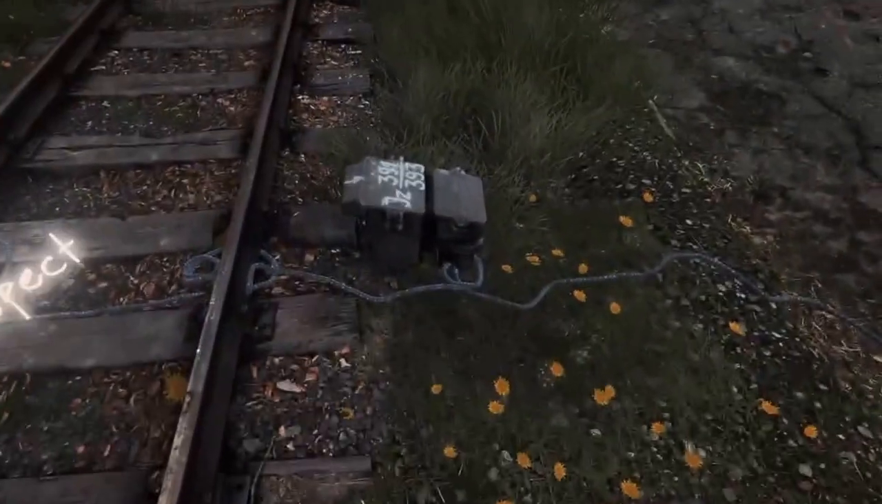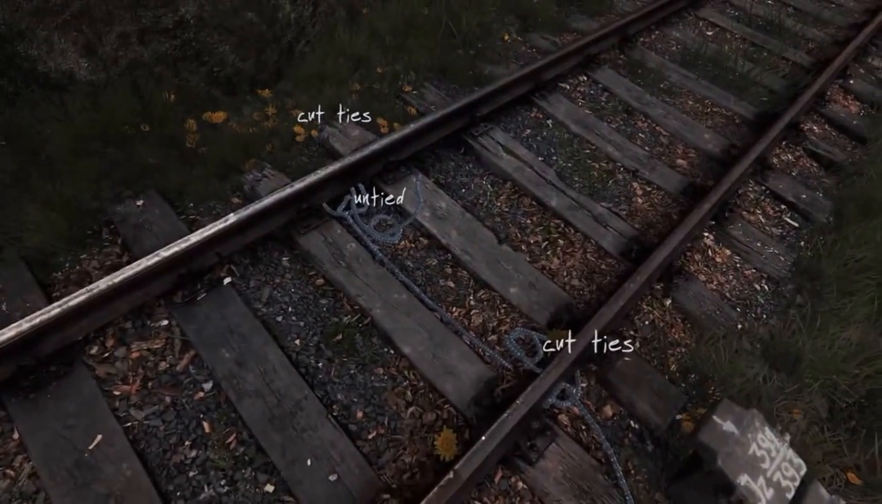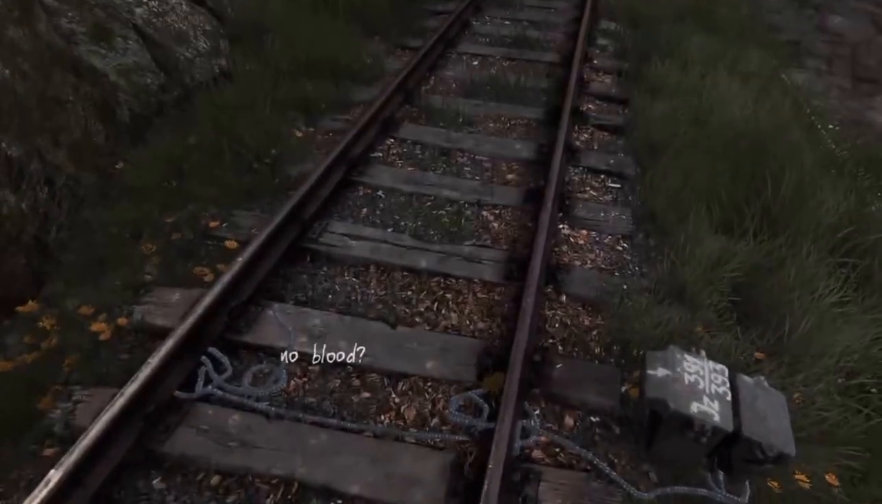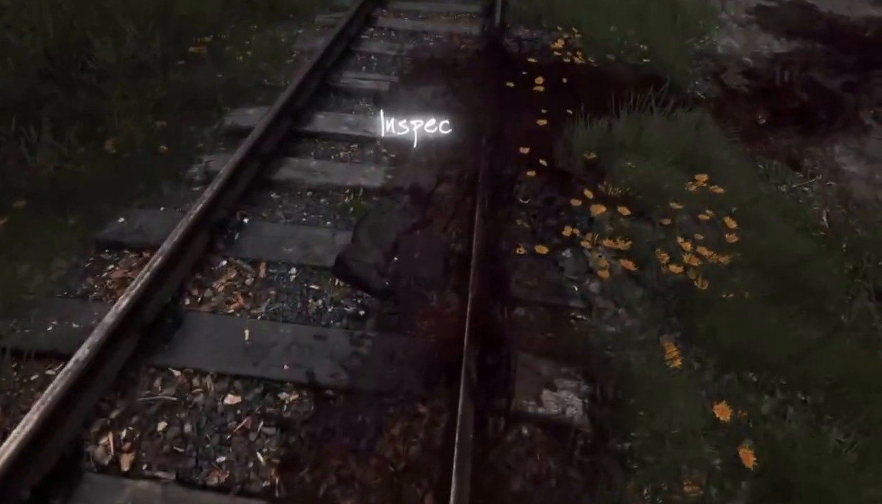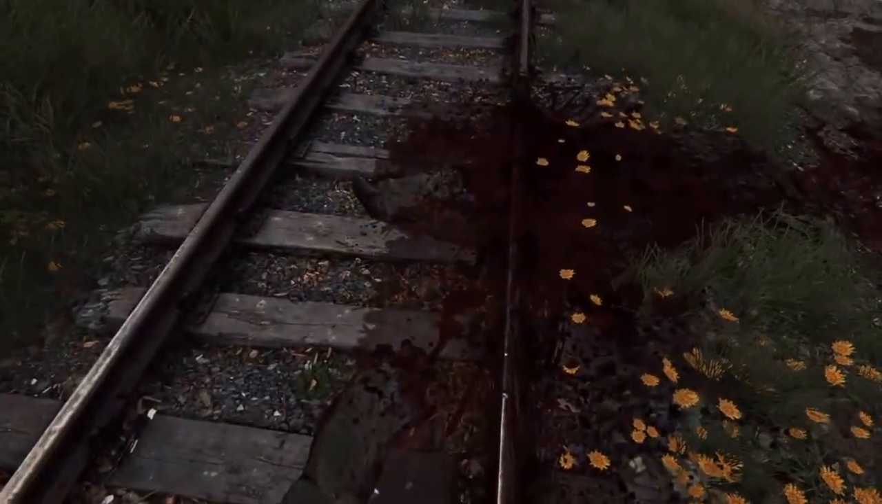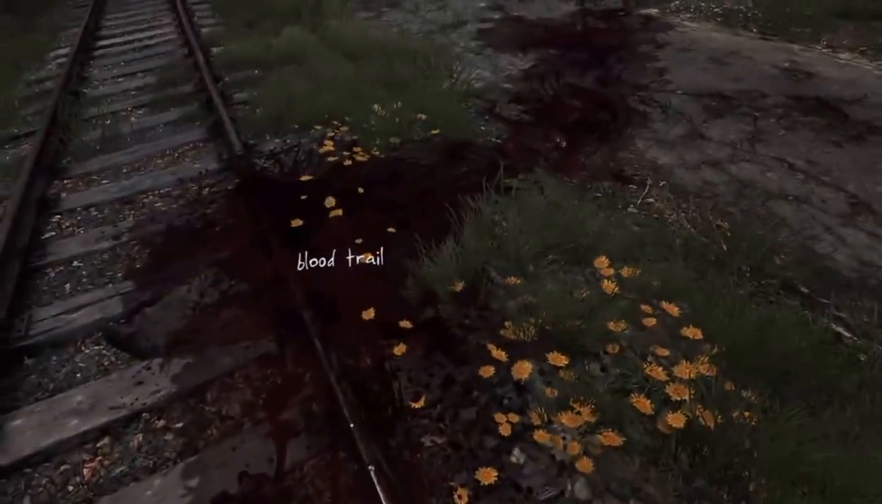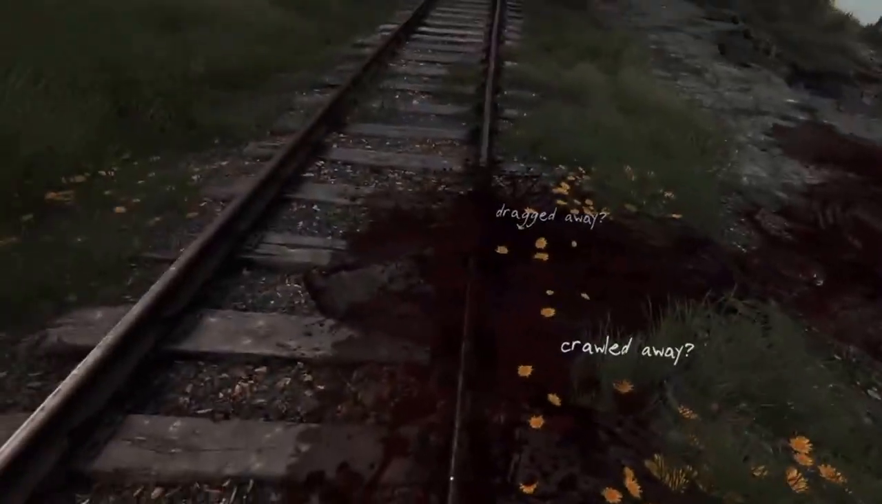What do we have here? We have a tied rope, and he asks, who cut the ties? I mean, what happened here? Questions. No blood. I mean, first clue, it's a rope. You don't understand what happened. Oh, here, a lot of blood. Two legs. Two legs severed. And what about the rest of the body? Let's follow. Do you see, it can be dragged away or crawled?